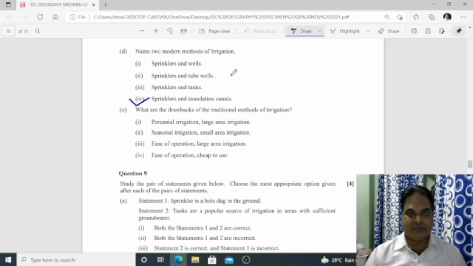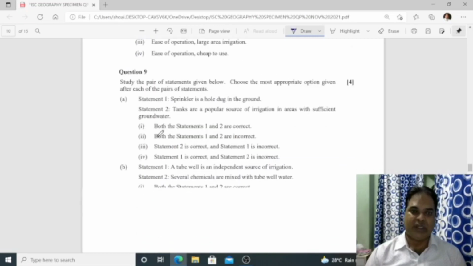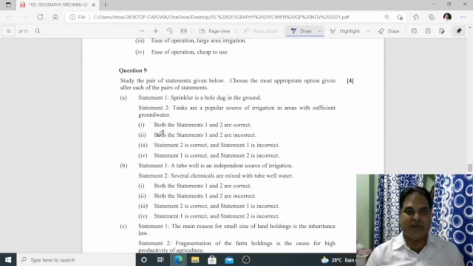Okay, number 4 is correct. Okay, now number E, what are the drawbacks of the traditional method of irrigation? Drawbacks. So number 1 is correct. Okay, perennial irrigation, large area irrigation. Number 9, study the pair of statements given below. Choose the most appropriate option given after each of the pairs of statements.